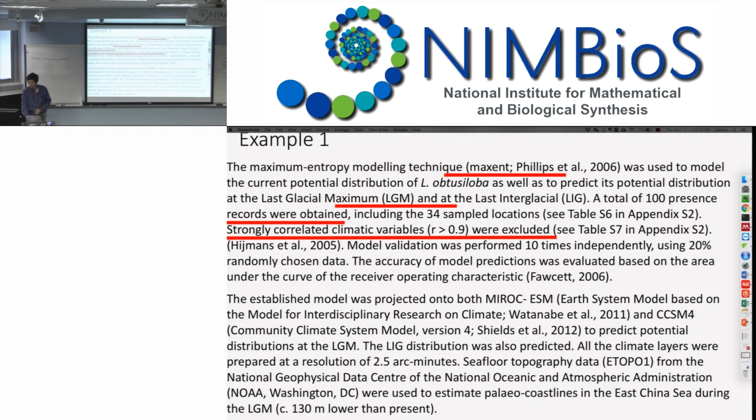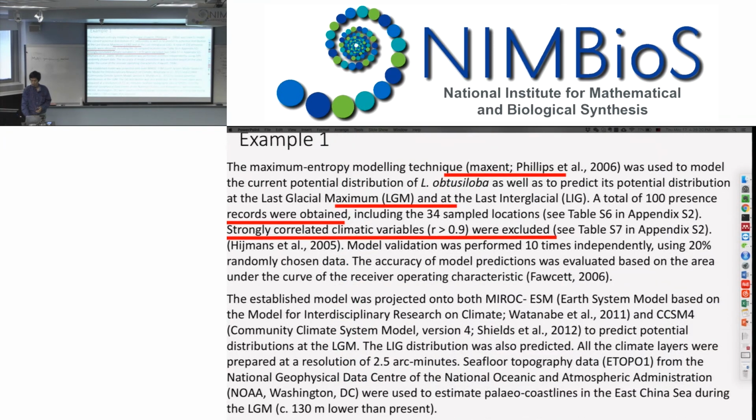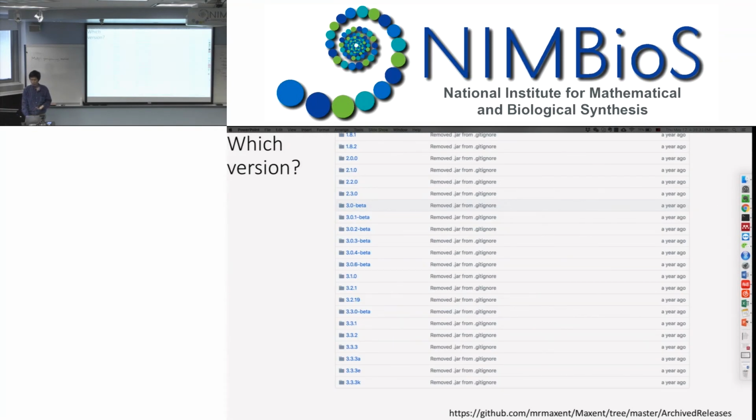Yeah, so I caught a bunch of things. Most of them are already mentioned. The Maxent version, then where is this last glacial maximum data obtained? There's no citation. We can only guess. And then they included some strongly correlated variables. Then my question is, if two variables are correlated, which one do you throw away? Is it random or is there a preference? Those are not reproducible. If you do not say it, nobody knows. And this is the version of Maxent.